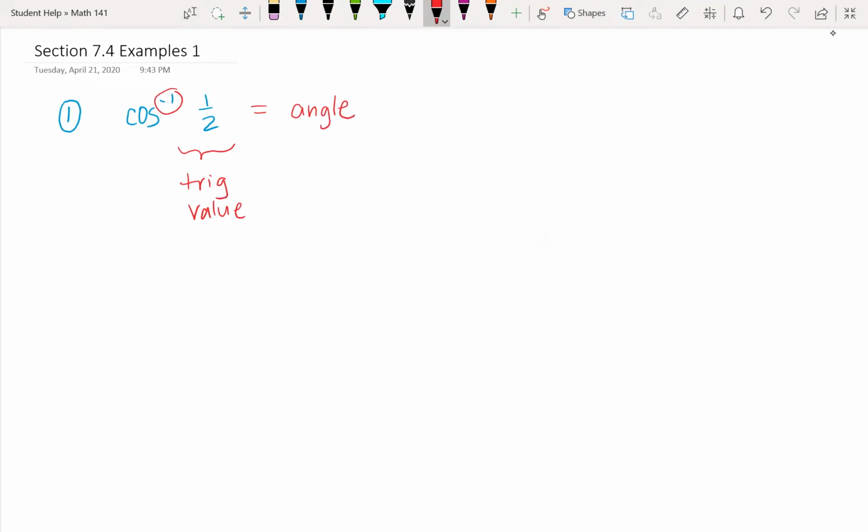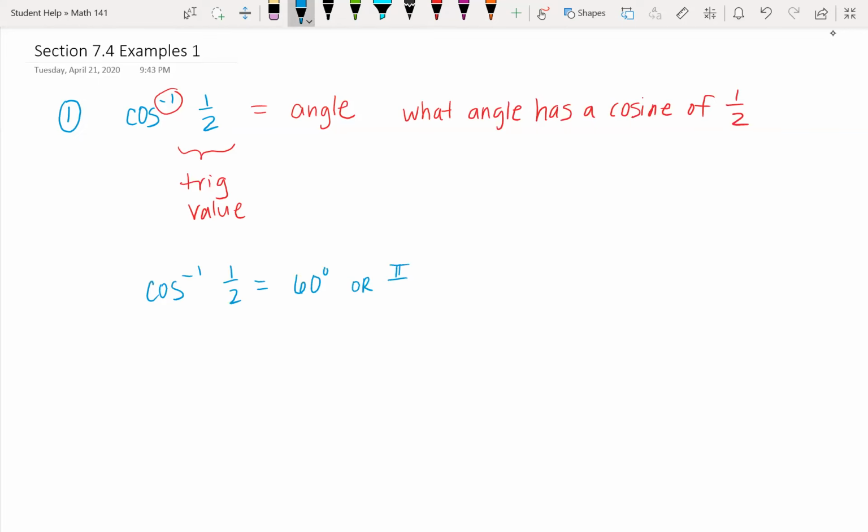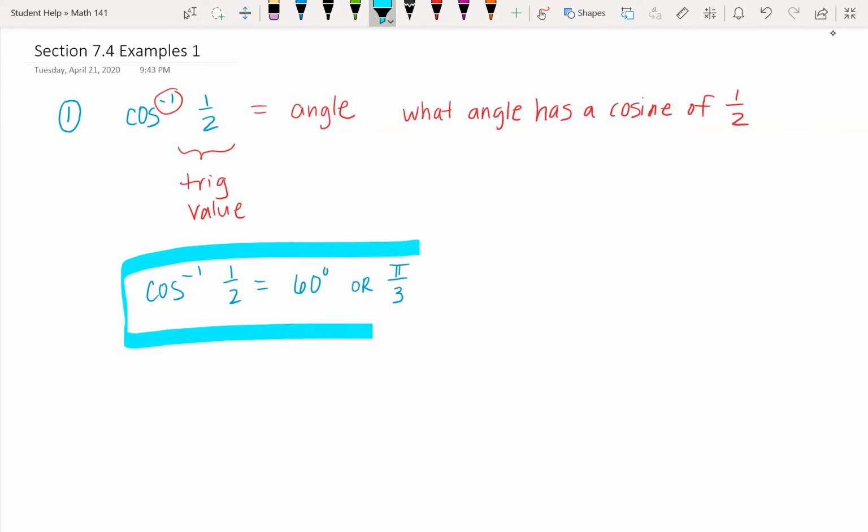So it's asking us, what angle has a cosine of 1/2? And so we could look at the unit circle, or we could just plug this into our calculator as it is, and the calculator will tell us that the answer is 60 degrees if you're in degree mode, or pi/3 if you're in radian mode. So that'll be our answers for this first problem.